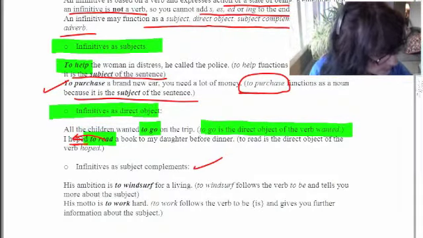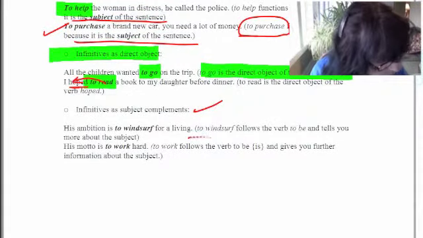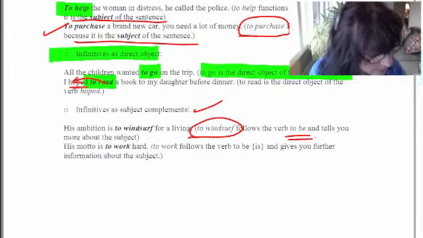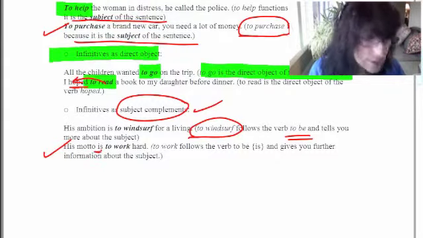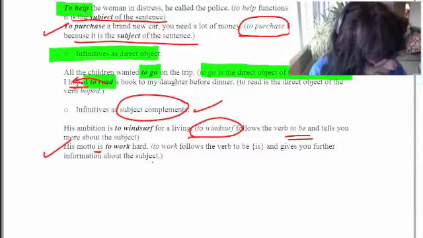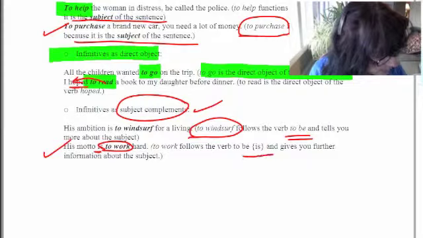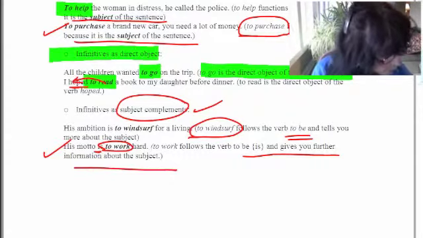Infinitives are also used as subject complements. His ambition is to windsurf for a living. To windsurf is the infinitive. It follows the verb to be and it tells you more about the subject, so it's called a subject complement. Or this example: his motto is to work hard. A subject complement always follows the verb to be: is, was, or frequently does. To work is the infinitive and it follows the verb is and it gives you further information about the subject, which is motto. His motto is to work hard, so there's another infinitive.